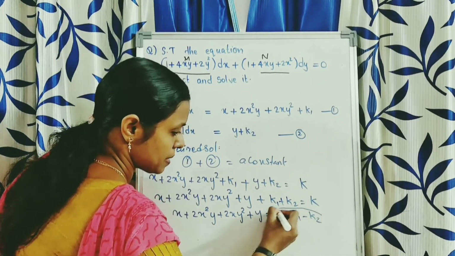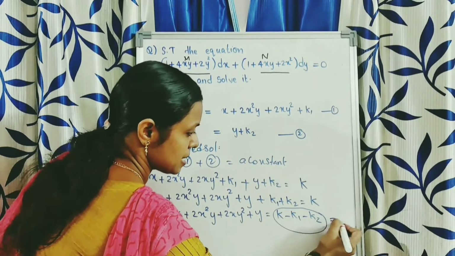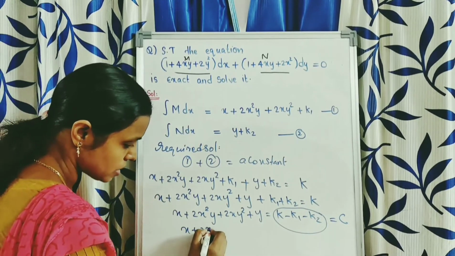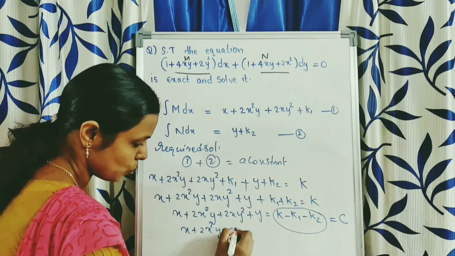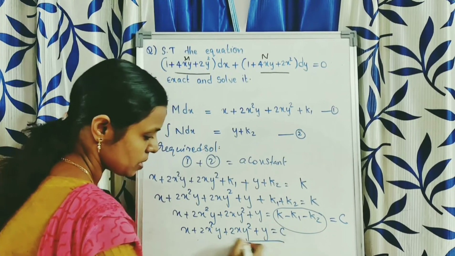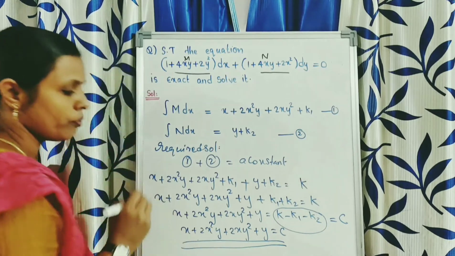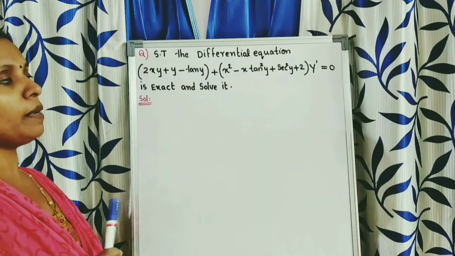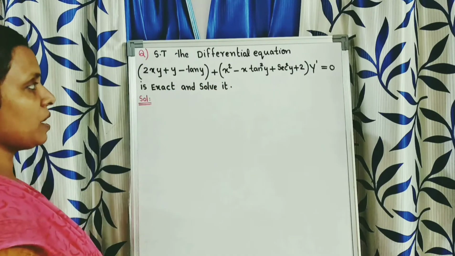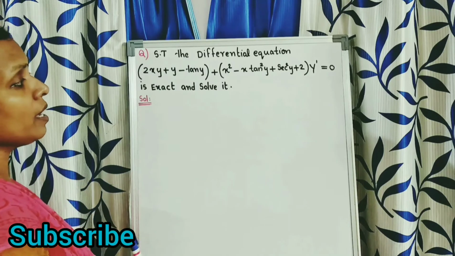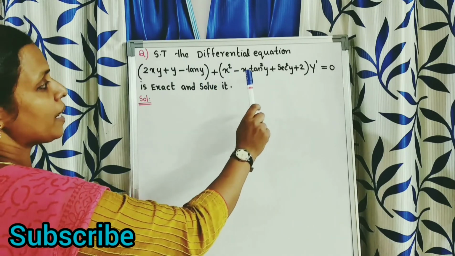It can be represented as another constant c. Now we get x plus 2x square y plus 2xy square plus y equal to c. This is the required solution of the given differential equation. Clear?